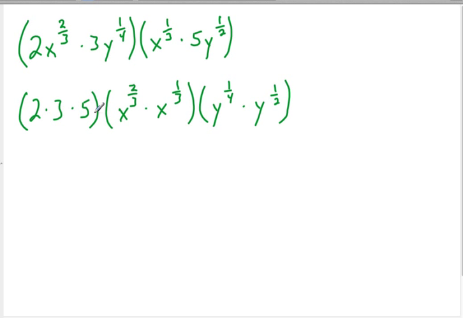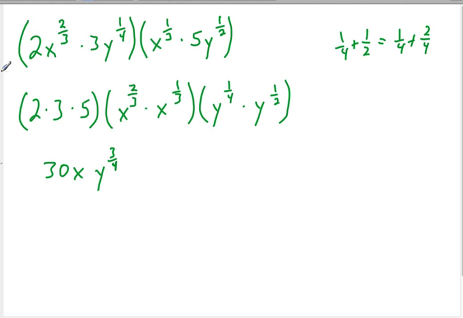So 2 times 3 times 5, that's easy, that's 30. Okay, now we have the same base here, so we're just going to add the exponents. 2/3 plus 1/3 is 1. So that's just x, right? X to the first power is x. And over here we have 1/4 plus 1/2. Well, 1/4 plus 1/2 is 1/4 plus 2/4, so that's just 3/4. So y to the 3/4 power, and we're done.